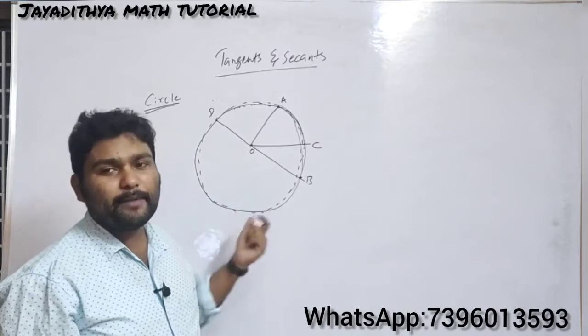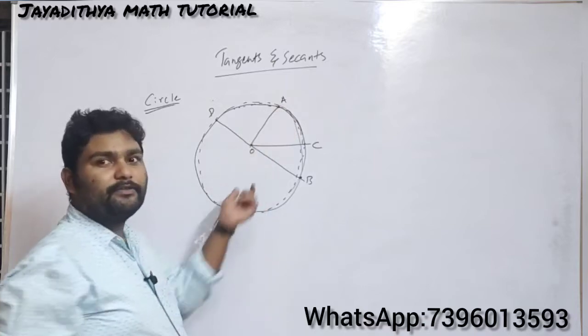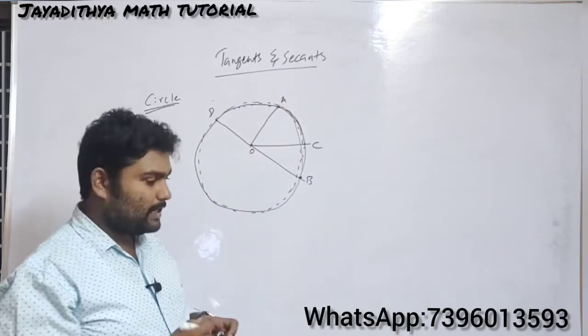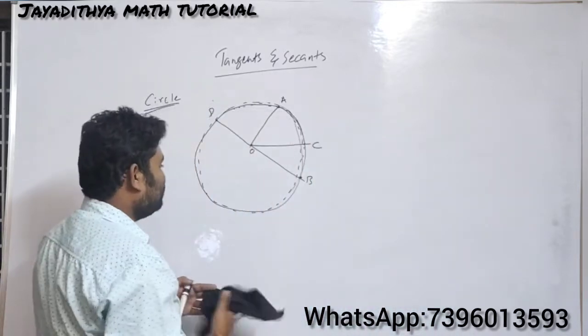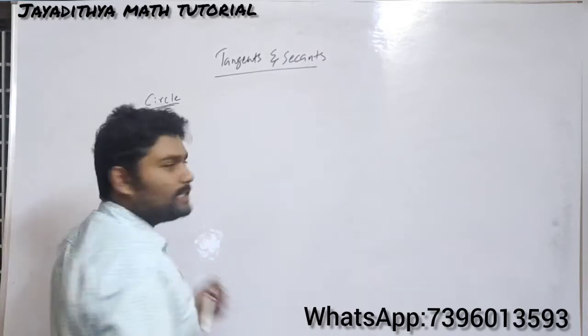So what can we say about a circle? The collection of points which are equidistant from a fixed point is nothing but a circle. The fixed point is called what? Everybody knows that it is nothing but the center of the circle. Clear? That is the center of the circle.